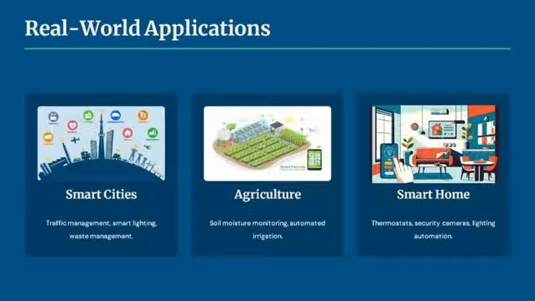Now, let's see the real-world applications. Mostly in smart cities for traffic and waste management, also in agriculture for soil moisture monitoring and automated irrigation, and most commonly in smart homes, automating our security, lighting, and climate control.